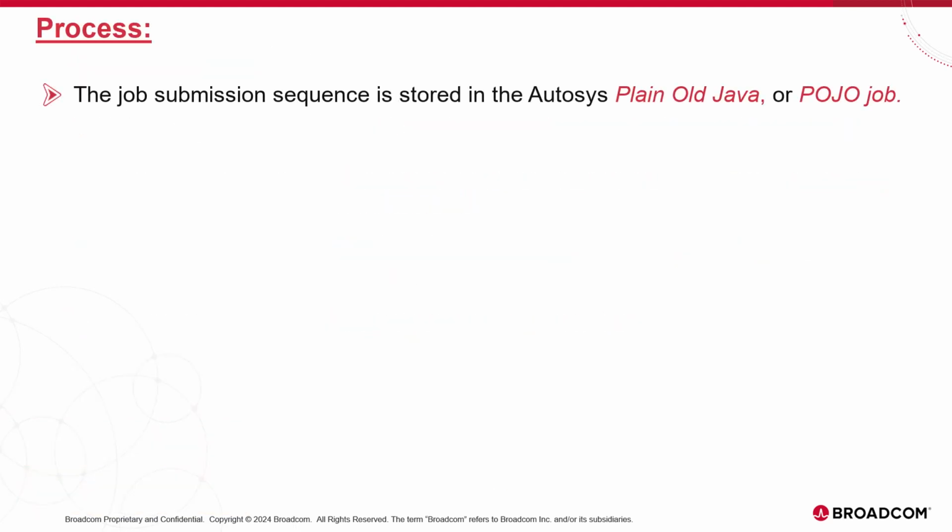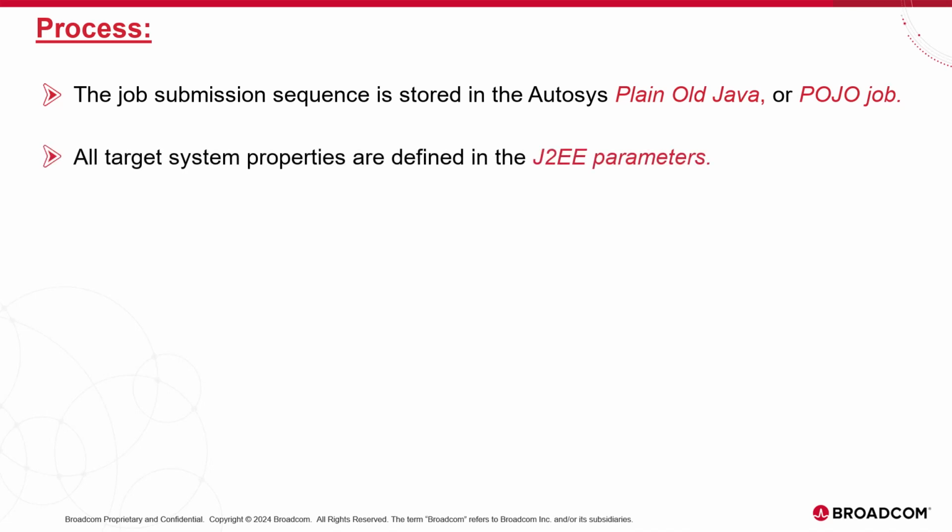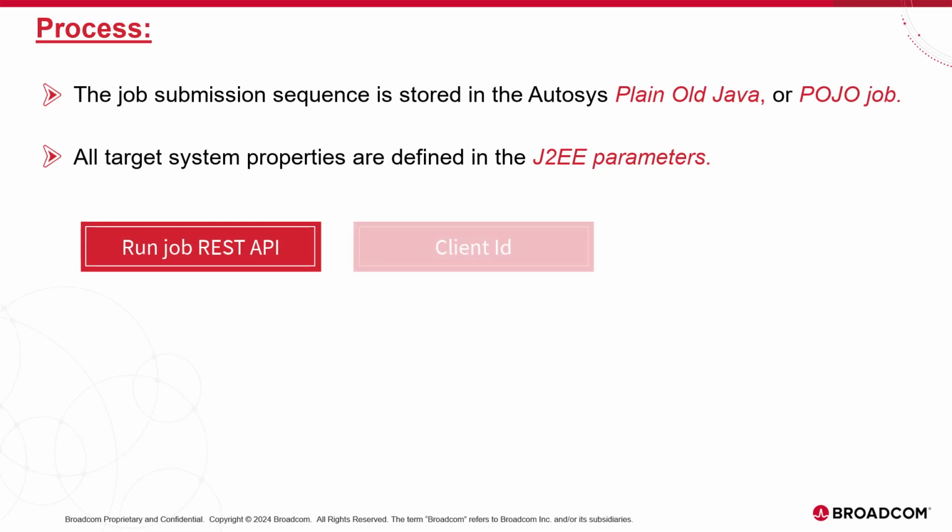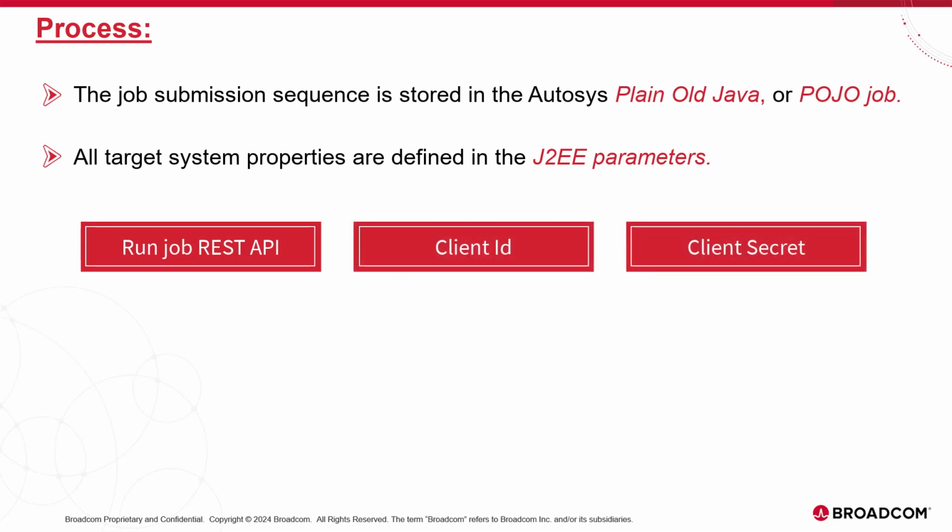The job submission sequence is fairly simple because all job definition properties are stored in the AutoSys plain old Java, or POJO job. All the target system properties, including the endpoint, run job REST API, client ID, client secret, scope, and other parameters are defined in the J2EE parameters. These parameters may vary depending on the authentication method used. Let's look at the sequence of execution.